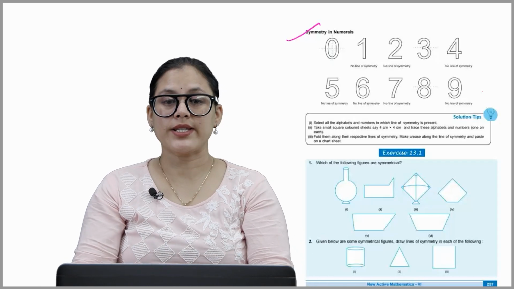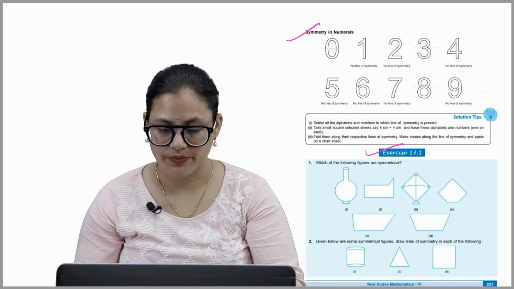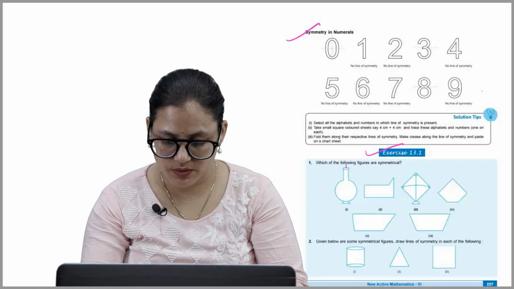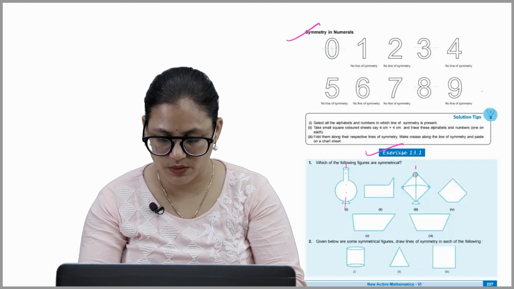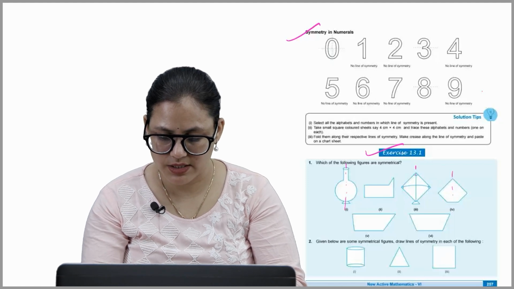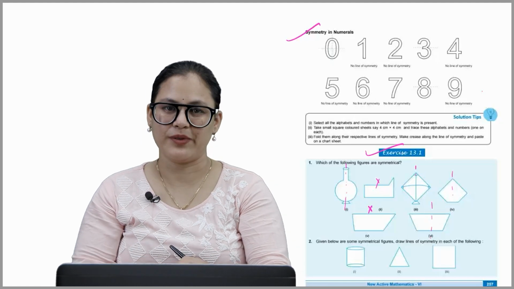Now let's do exercise 13.1. Question number 1. Which of the following figures are symmetrical? You can see this figure can be divided into two equal halves. This is symmetrical. This is also symmetrical. This is also symmetrical. This is not symmetrical, this is also not symmetrical, and this is also symmetrical, right?